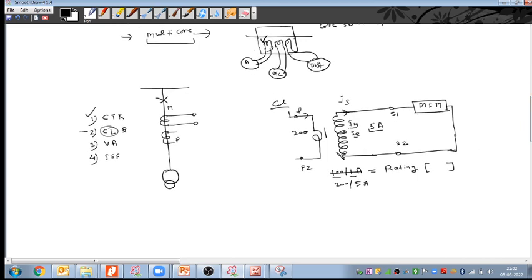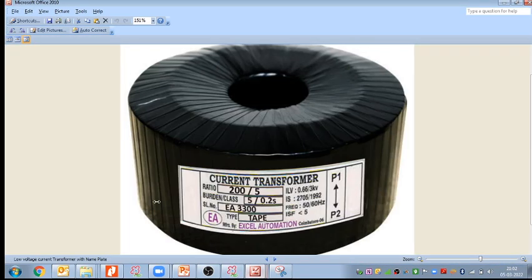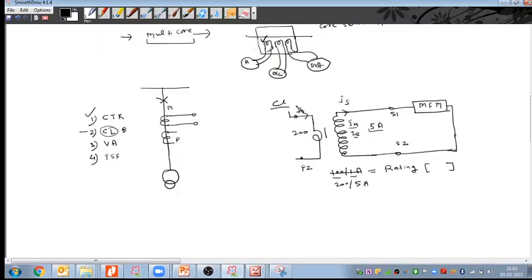Yeah, accuracy class word is clear. Forget about the 0.2S at present, but 0.2 is clear. I'll come to the S later, but 0.2 is clear. Okay, so that is clear. Yeah, correct, Raghunath. Now this is the accuracy class we understood.